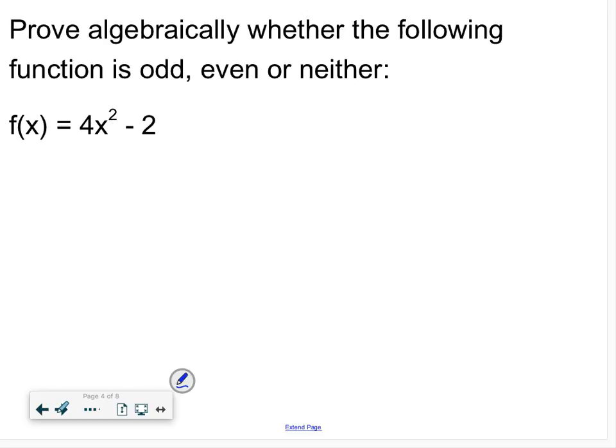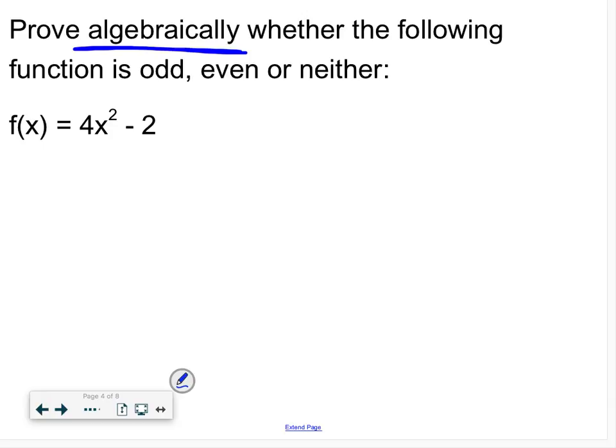So f of x equals 4x squared minus 2. And some of you might even have an idea right now of what you think it's going to be. All right? And that's fine. But when I ask you to show me algebraically, I need to see some algebra. Okay. So what we need to consider is, is it even or is it odd?